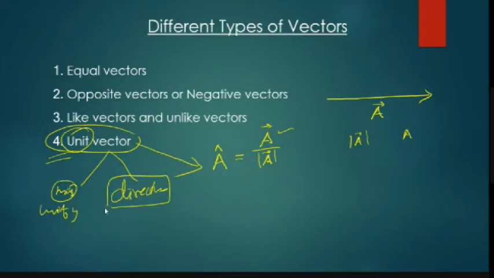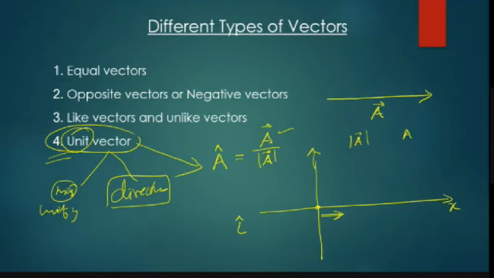What is the implication of this one? Let me give you one example. Suppose I have this coordinate system, and this is the x-axis. The unit vector along x-axis, that means the direction along x-axis, is represented by a unit vector I cap. So what is the meaning of I cap? It gives the direction. That means the object is moving along x-axis.